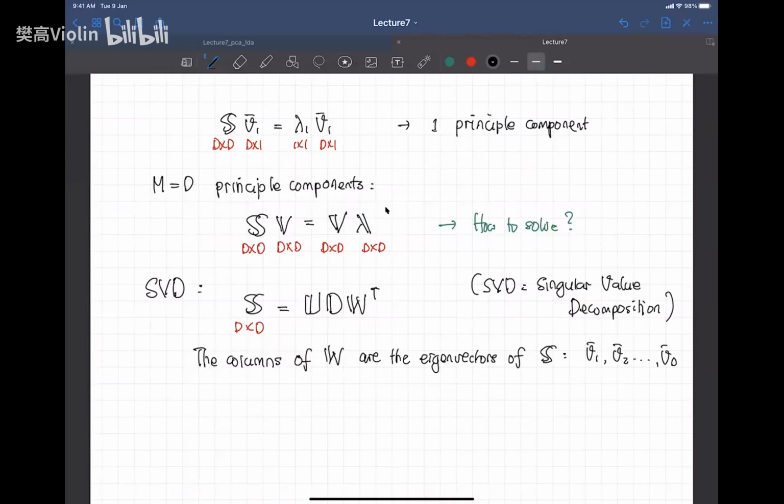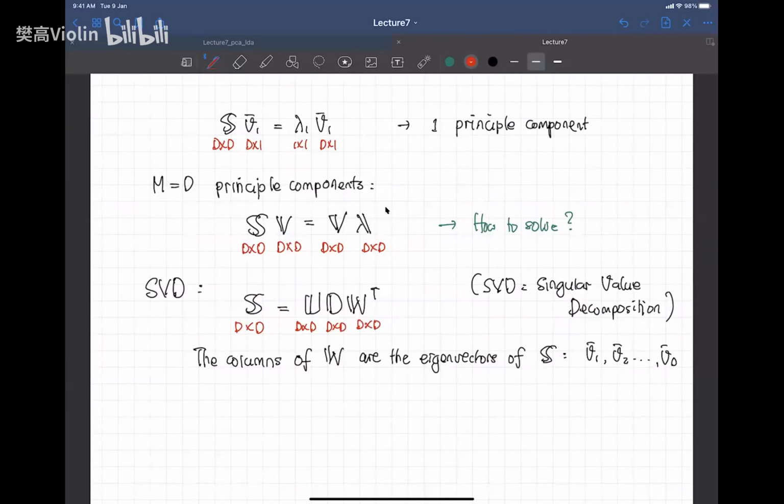So this one, U in this case, is D by D. This one also D by D. This one also D by D. Okay, any questions here? Oh, by the way, you have to do this in the assignment.